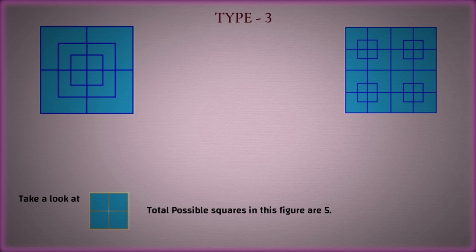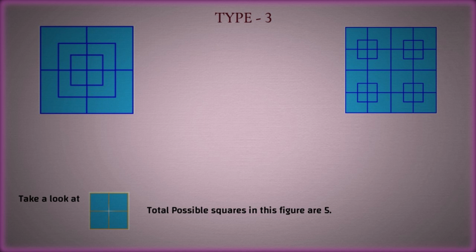So the main thing to remember here is that whenever you see a square with a plus sign inside it, it will always make 5 possible squares. I want you to remember this number because this is going to prove very handy in tackling this type 3 questions. Now let's try to count total number of squares in this first figure.